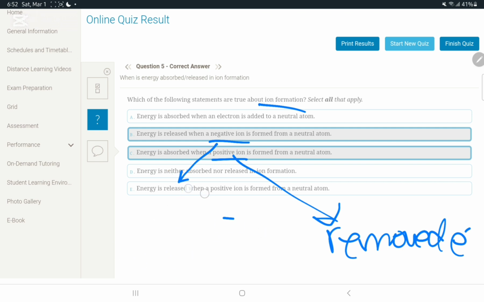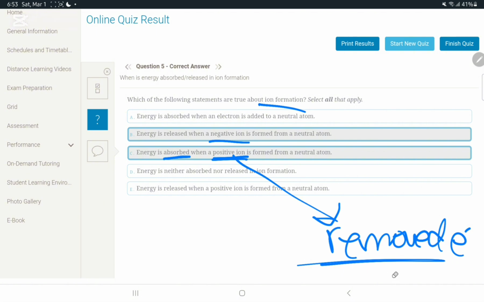Now think of it in this way. When you want to remove an electron, you need energy to remove this electron. So you have to input energy into the system. Since you have to input this energy, that means it absorbs energy, therefore making the system endothermic, or energy absorption, to make it positive, to remove the electrons.